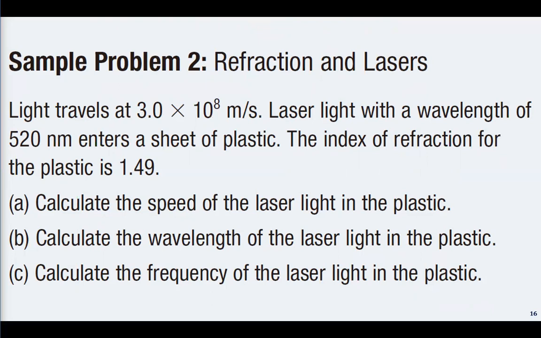Light travels at 3.0 times 10 to the power of 8 meters per second. Laser light with a wavelength of 520 nanometers enters a sheet of plastic. The index of refraction for the plastic is 1.49. So these are the given information. Based on this information, there are 3 questions you need to answer. First, can you calculate the speed of laser light in the plastic? Then calculate the wavelength of laser light in the plastic. Last, calculate the frequency of the laser light in the plastic. Okay, again, I'll give you 5 minutes to consider this problem by yourself. Then we'll have a look at the solution together.